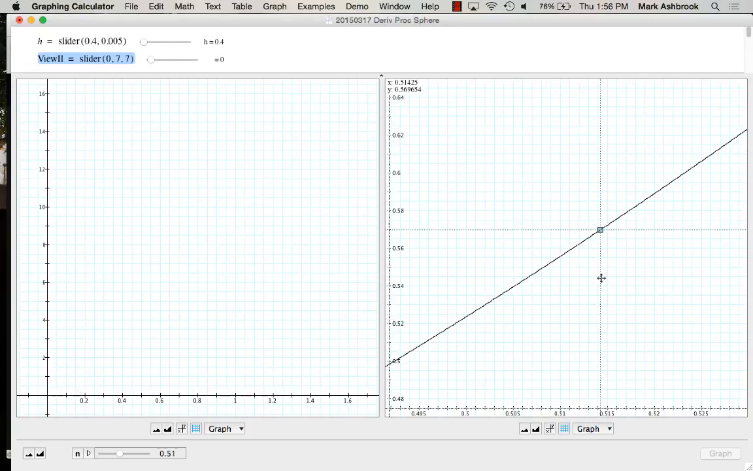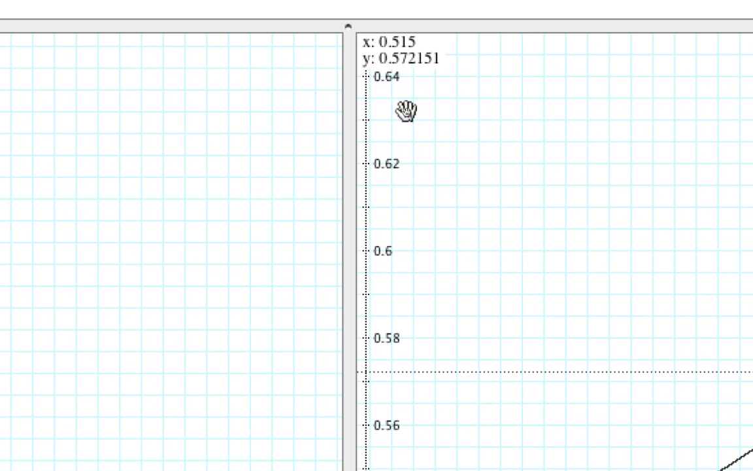And then at x equals 0.515, the y value is 0.572151. So can you find the exact rate of change now? Go, find the exact rate of change at 0.51.